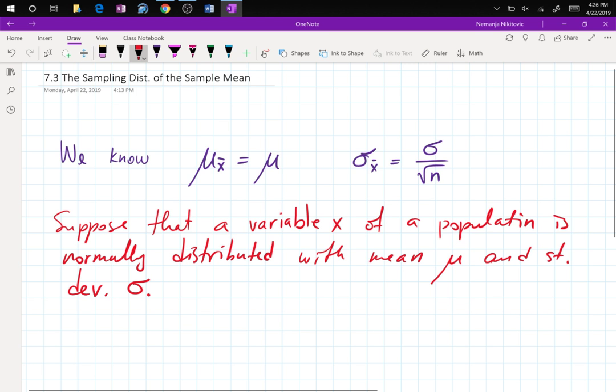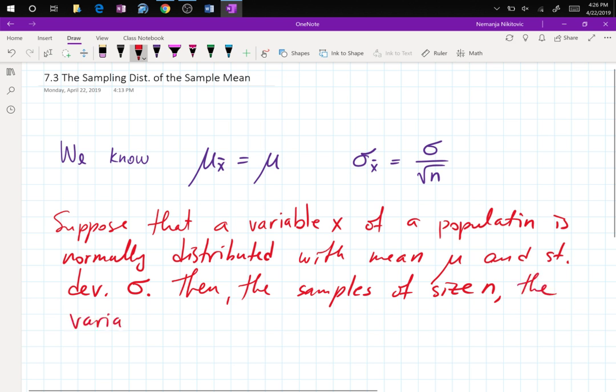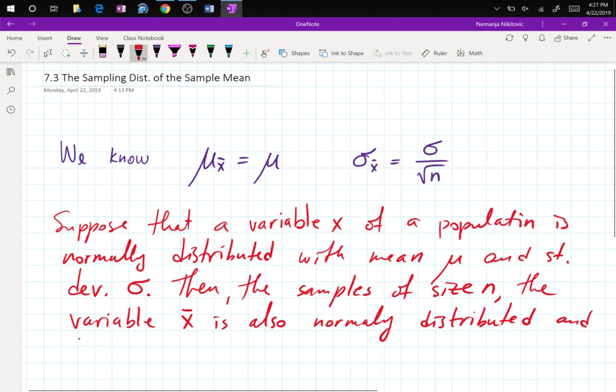Then for samples of size n, the variable x bar is also normally distributed, and has a mean of mu and a standard deviation of sigma divided by the square root of n.